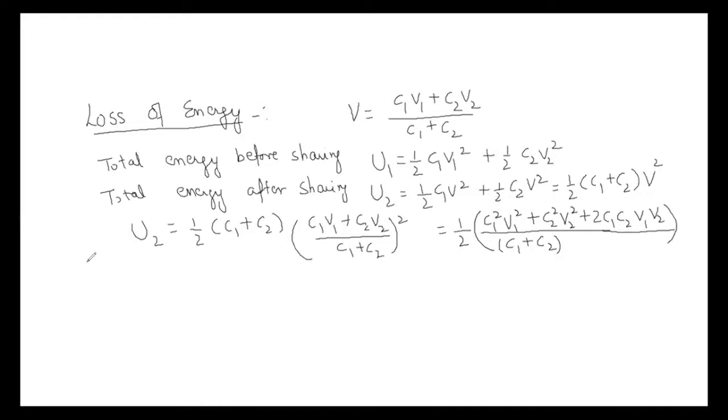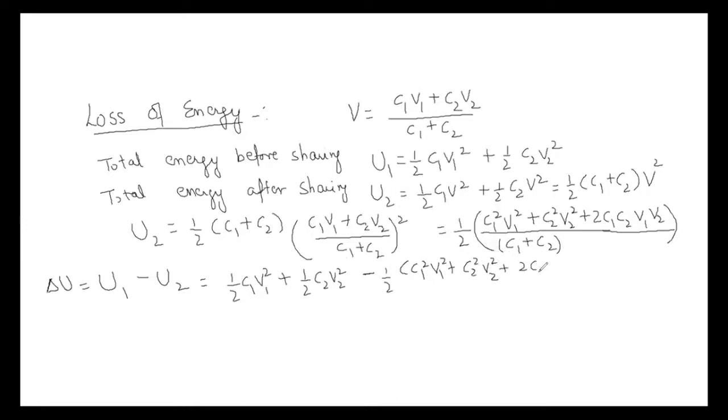Now let's find out U1 minus U2. What is this? This is the loss of energy. Let it be delta U. This is the loss of energy. Let's find out. So it will be equal to half C1 V1 square plus half C2 V2 square, this part is U1, minus half of (C1² V1² + C2² V2² + 2C1C2 V1V2) upon C1 + C2.